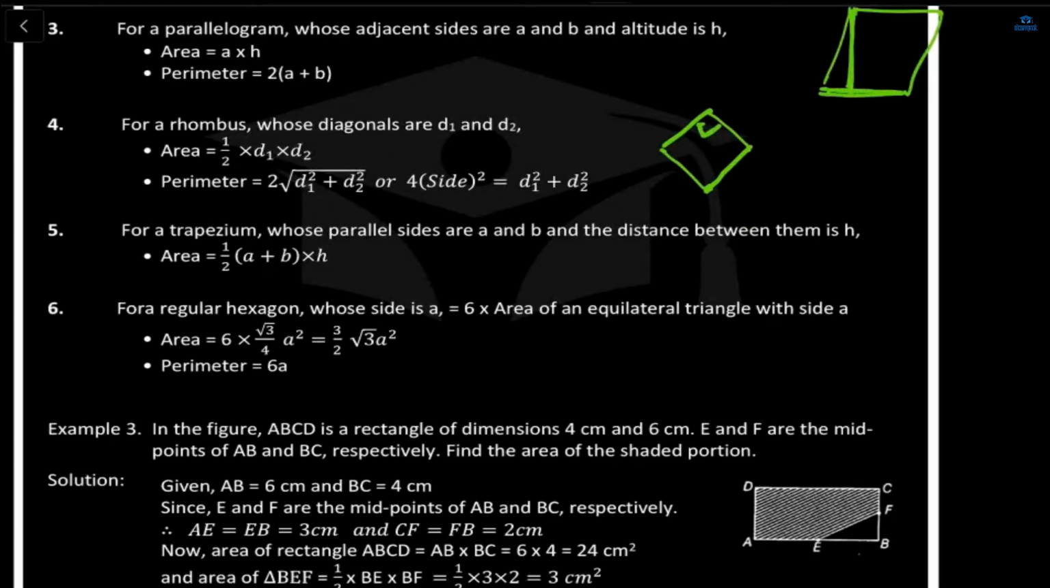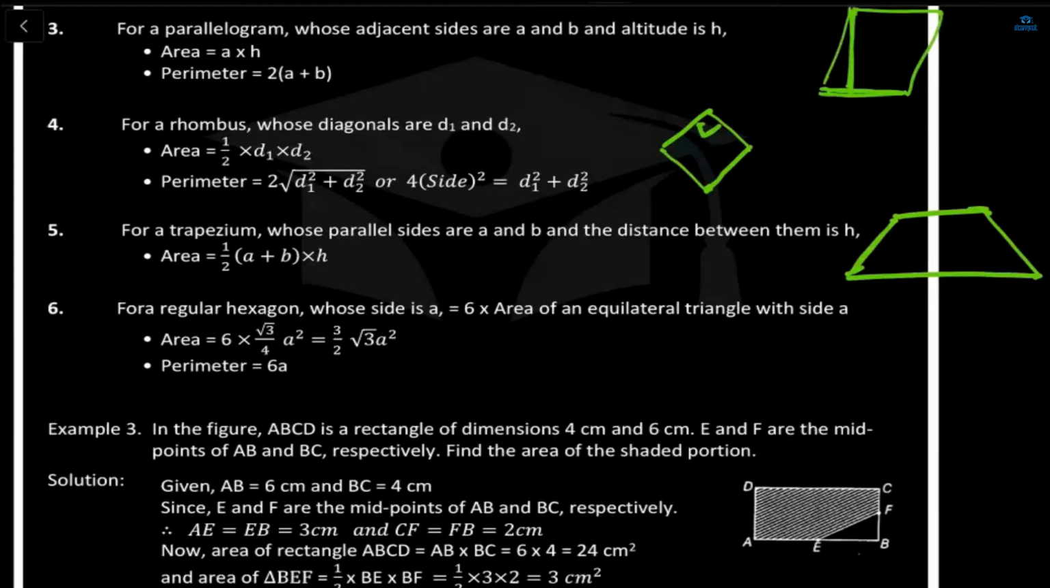Okay, for a trapezium whose parallel sides are A and B and the distance between them is h, the area will be half into A plus B multiplied by h. And what about the perimeter? I have not mentioned it here. Perimeter, you can add all the sides. In a trapezium, only 2 sides are parallel, and all the sides have different values, so that's why the perimeter formula is not given. You have to add up all the values because the trapezium is of this type.